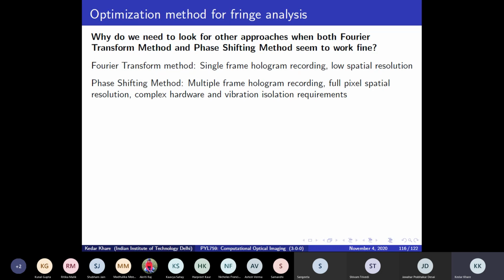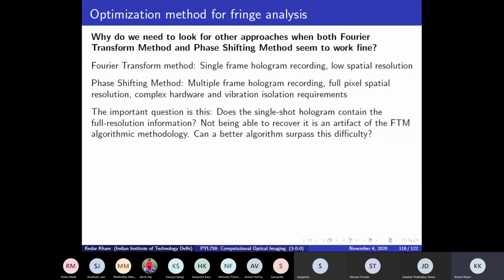But the main question we want to ask is more fundamental. It's not just a hardware question, but the main question that I want to ask is, does the single shot hologram actually contain the full resolution information?